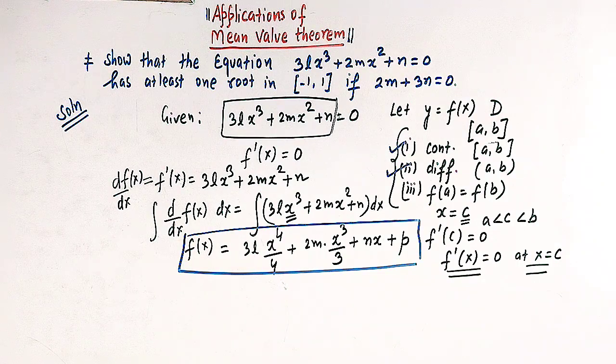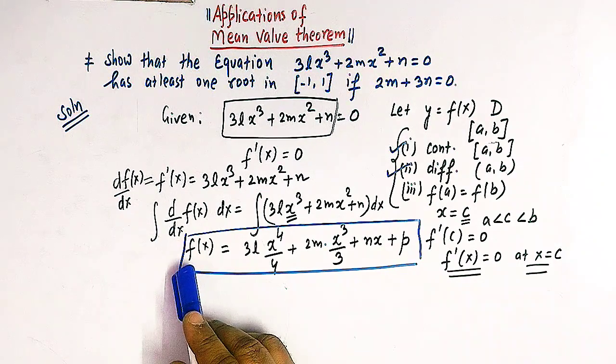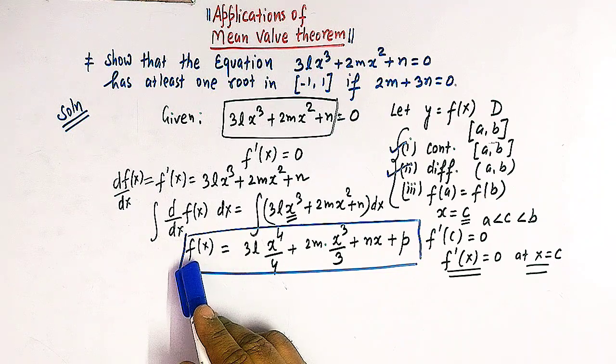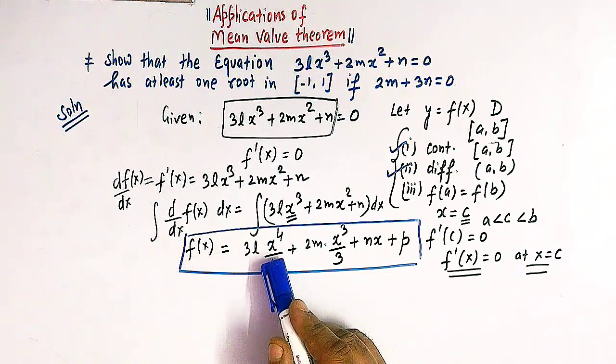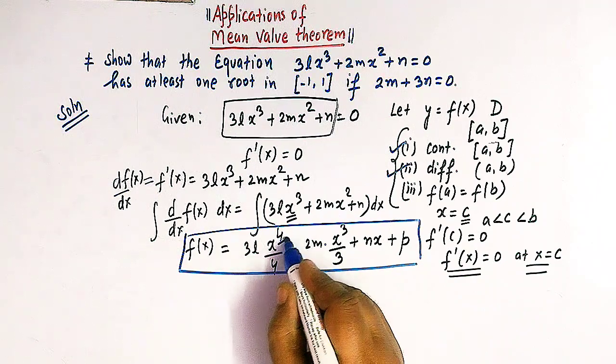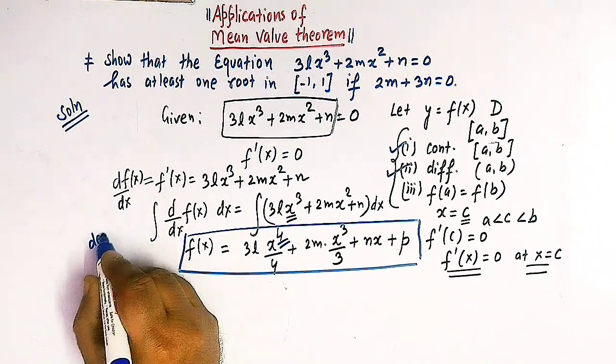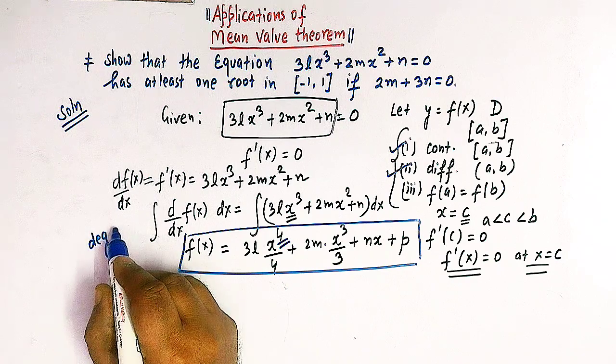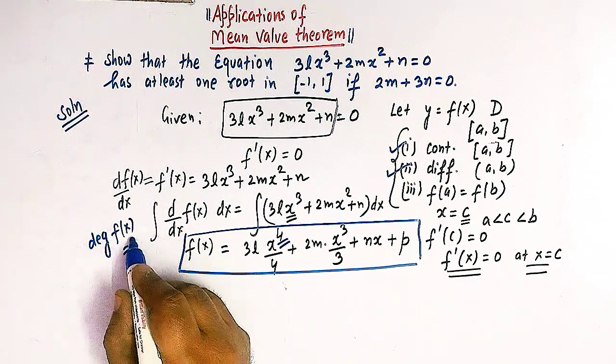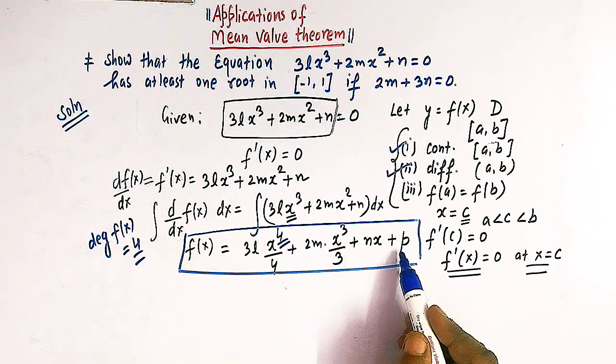So now we have obtained the form of the function f of x, and this function f of x is a polynomial of degree 4, right? So the degree of the function f of x is 4, and it is a polynomial function.